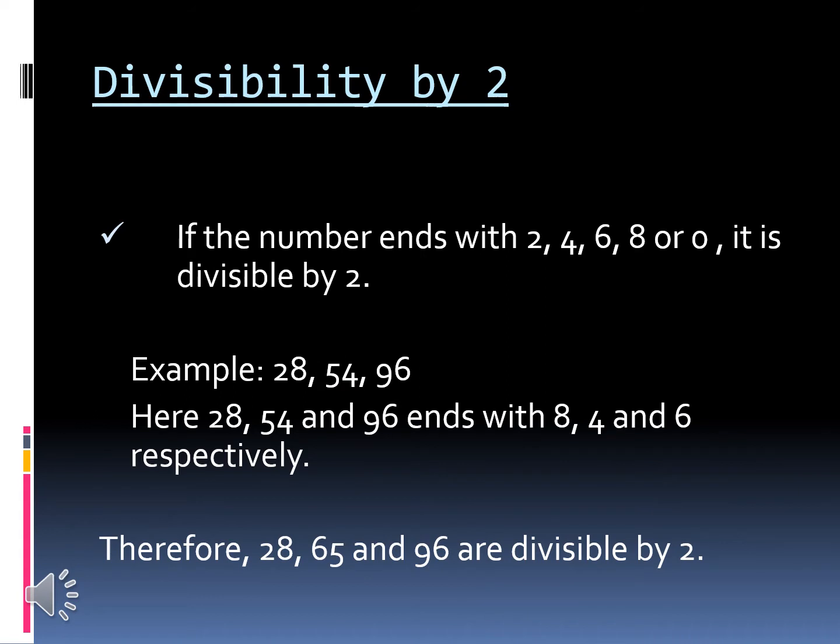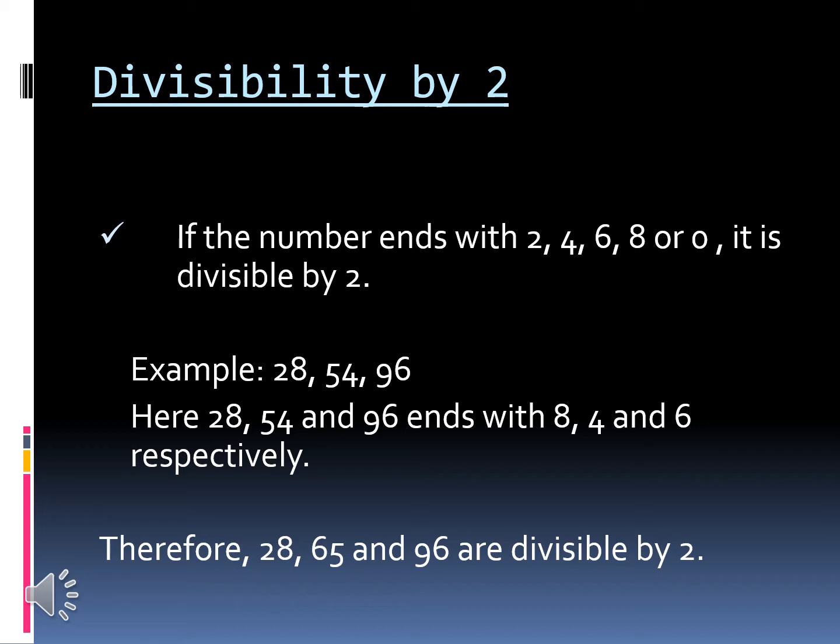Divisibility by 2. As you all know, if the number ends with 2, 4, 6, 8 or 0, then it is divisible by 2. It is a very easy rule, already studied in your lower classes as well. For example, 28, 54 and 96.